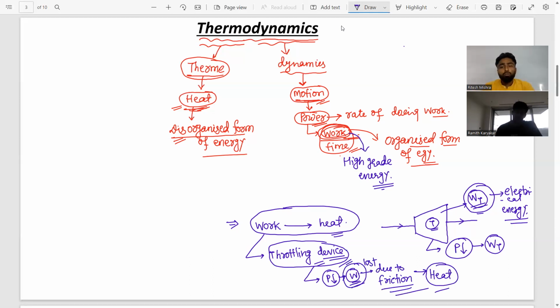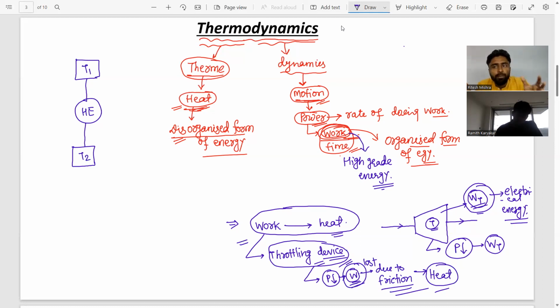Now, how can heat not be completely converted into work? The question arises: okay sir, you have told that work can be completely converted into heat, but how can heat not be completely converted into work? Let's see. Let's take an example of a heat engine. This is your heat engine. This heat engine is working between two temperatures, T1 and T2.